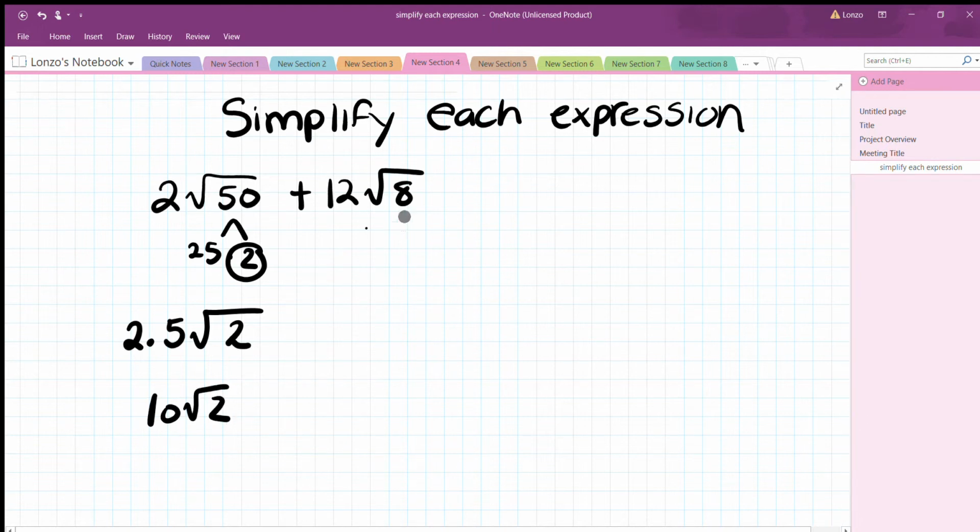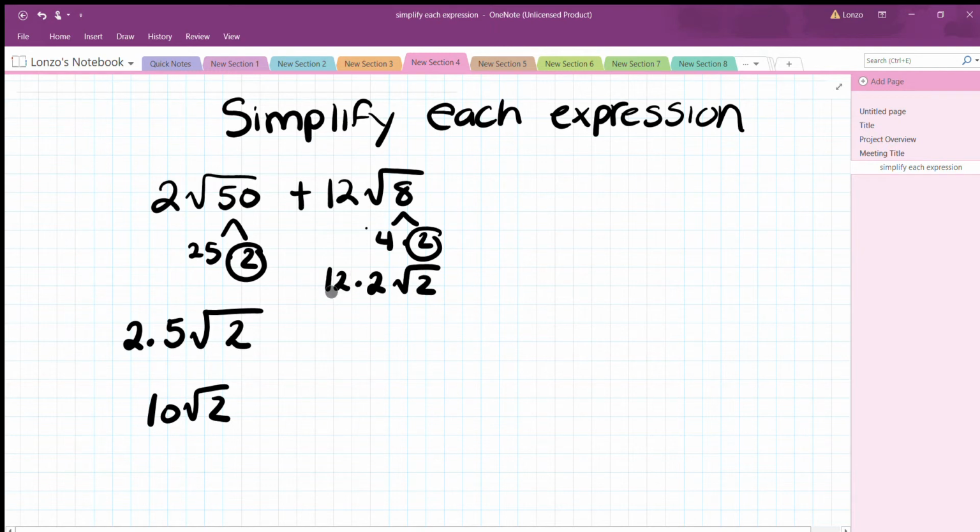Let's do this one. 4 and 2, 8. So let's do the 8. Two numbers multiplied to give 8 are 4 and 2. So 2 is the prime number. The non-prime number goes outside the radicand, but it's not 4. It's the square root of 4, which is 2. So it's going to be 12 times 2 square root of 2.